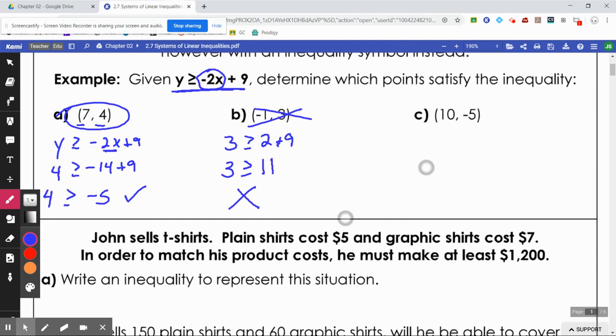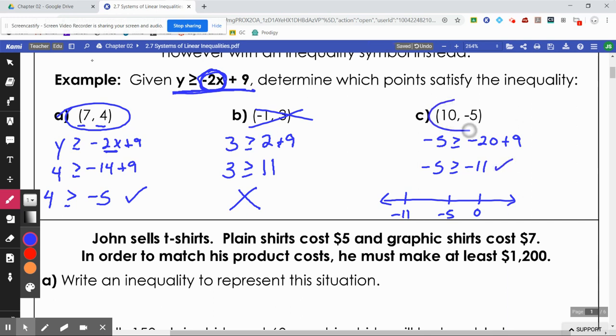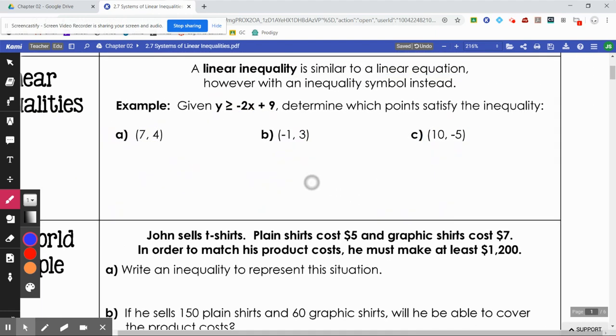Then our last one, in place of y, we're putting negative 5 is greater than or equal to negative 2 times 10, which would be negative 20, plus 9. Negative 5 is greater than or equal to negative 20 plus 9, which is negative 11. Now, be careful with this. Negative 5 and negative 11. Here's 0 on a number line. Here's negative 5, and here's negative 11. Is negative 5 greater than negative 11? Check, it is. So therefore, this point also satisfies it.